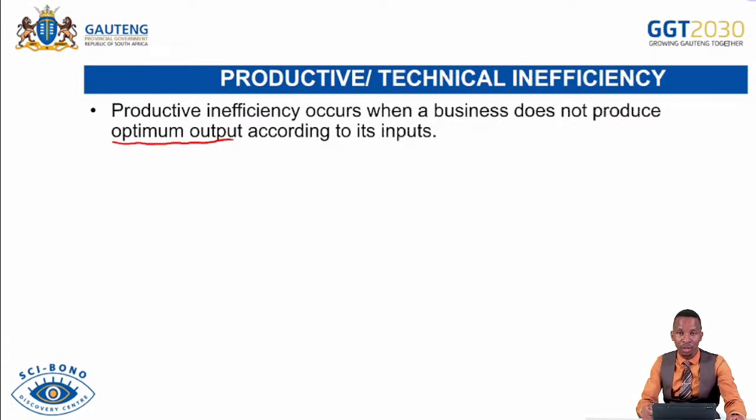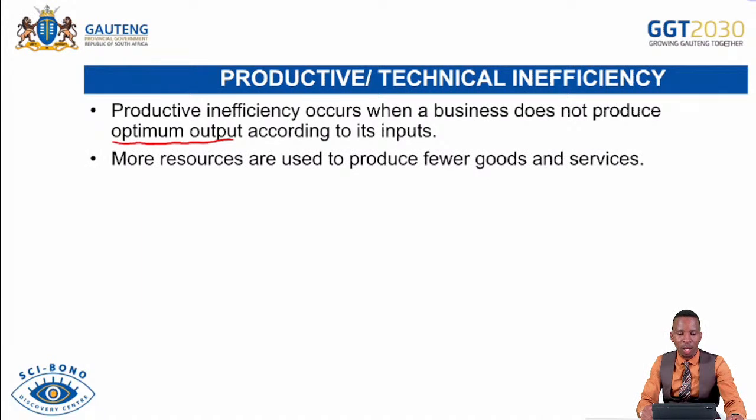So there are enough resources, but the output is not enough. So something is compromised in that the producer is not producing goods efficiently. More resources are used to produce fewer goods and services. So that means as resources are being used, the producer is using even more resources, but very few goods and services are made available or are produced.